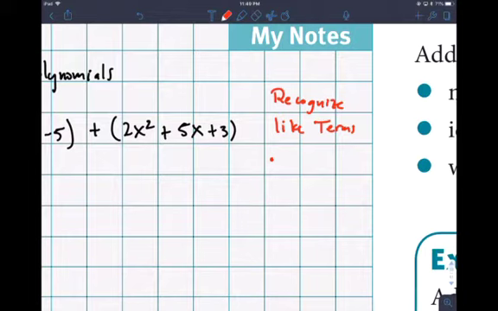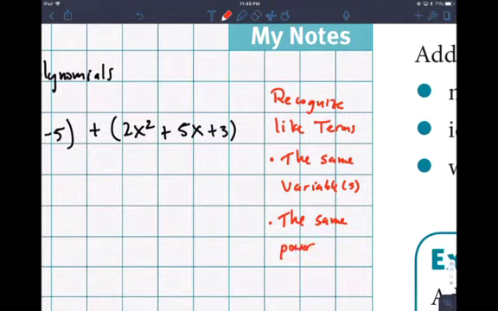By like terms, this is what we mean. Like terms are terms that have the same variable or variables. It could be more than one letter, and they also must have the same power. If they have these two things, then they are like terms. Again, same variable and same power. My variable is a letter, power is an exponent.